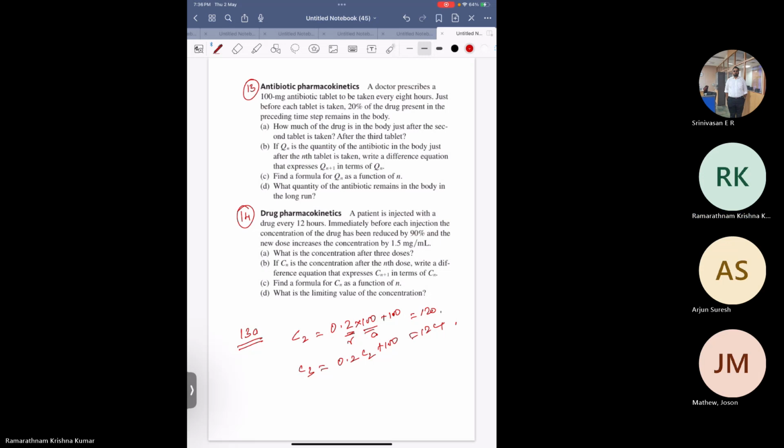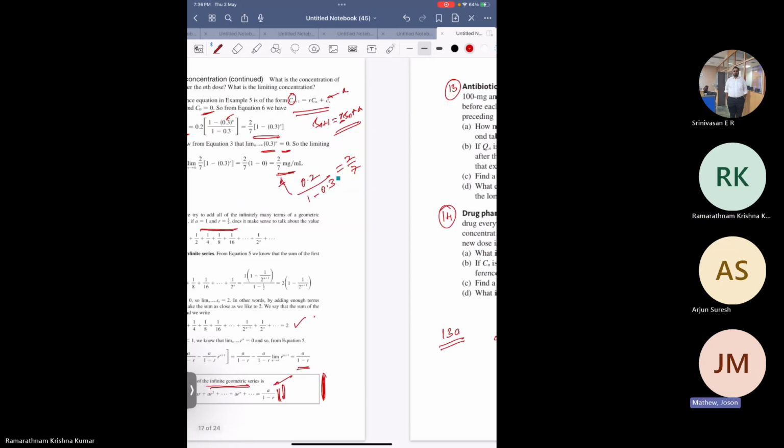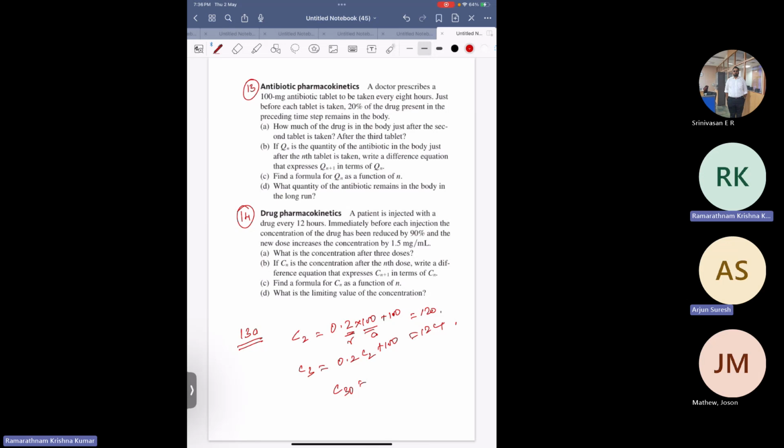Now, if you are going to give this for 1 month, how will you calculate? C30 is 0.2 into C29 plus 100. What is the formula? It's 0.2 into C1 plus 100.